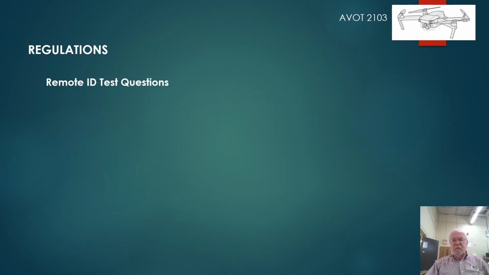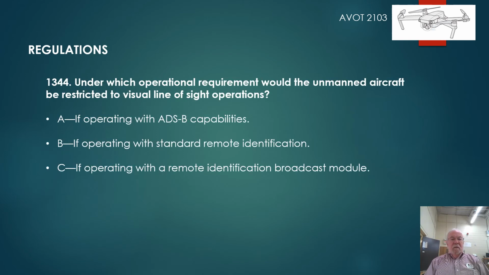All right, I'm going to go through several questions that might be on the test. And the sample question, under which operational requirement would the unmanned aircraft be restricted to visual line of sight operations? So this is specifically about remote ID. So A is ridiculous. There is such a thing as ADS-B capabilities, but that has nothing to do with remote ID. Okay, so you're between B and C, and we haven't really discussed this, but as far as I know, there's only several questions on this.